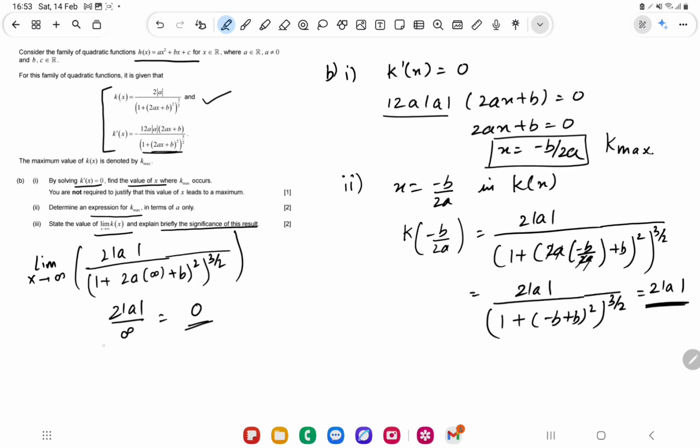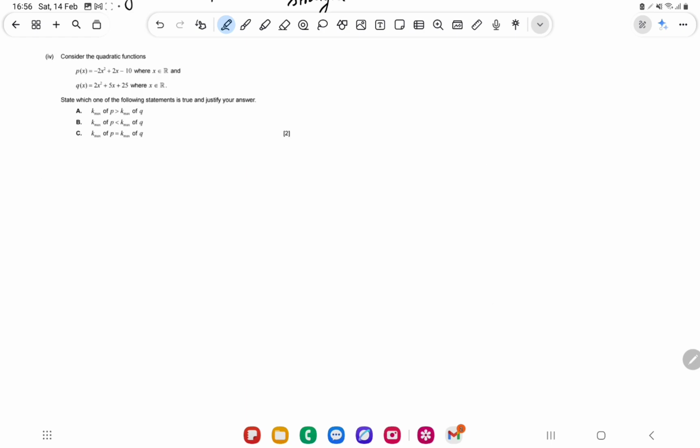So we can say that for large values of x, because x tends to infinity, my quadratic function is almost close to a straight line. So this is how I can explain this.